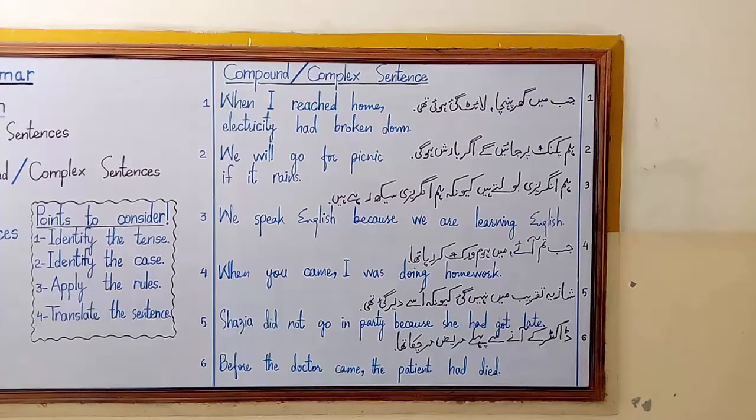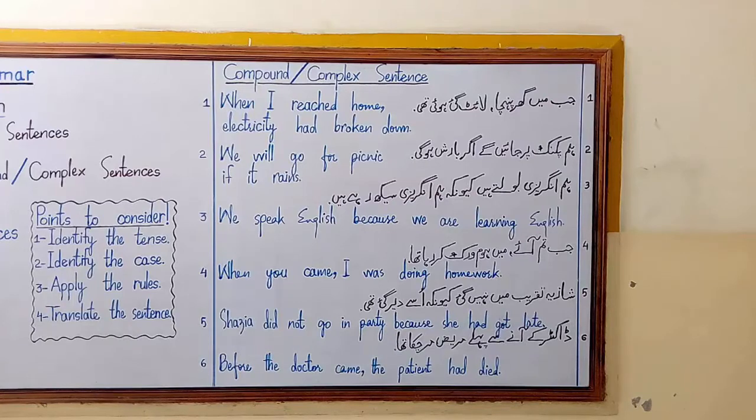ओके, हम पिकनिक पर जाएंगे अगर बारिश होगी. Sentence number 2: हम पिकनिक पर जाएंगे, एक सेंटेंस. अगर बारिश होगी, सेकंड सेंटेंस. हम पिकनिक पर जाएंगे, फ्यूचर सिंपल. अगर बारिश होगी, फ्यूचर सिंपल. You remember 2 future simple sentences do not come together.